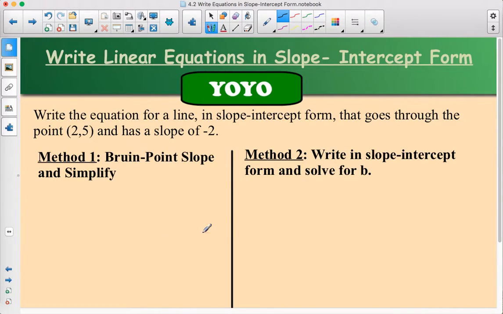If you would please then, on the whiteboards, this will be the last yo-yo for the day, I want you to try exactly what I just did. But I want you to try both methods at least once, so then you can choose which one you like more. So I want to know the equation for the line that goes through the point 2 comma 5 and has a slope of negative 2. You need to try method 1 of write it in point-slope form and simplify, and then try method 2 of writing it in slope-intercept form, y equals mx plus b, substitute in your slope and the point, and then solve for b.